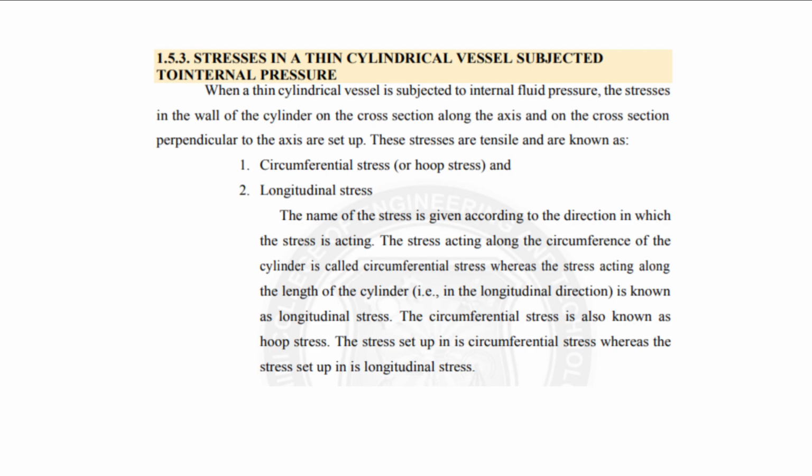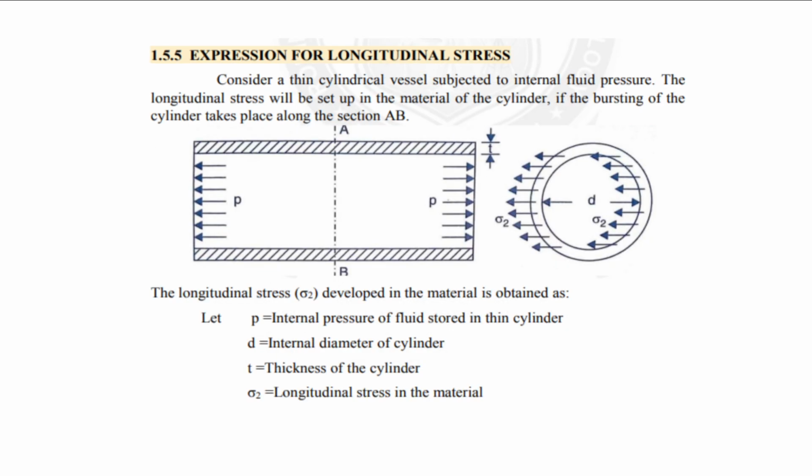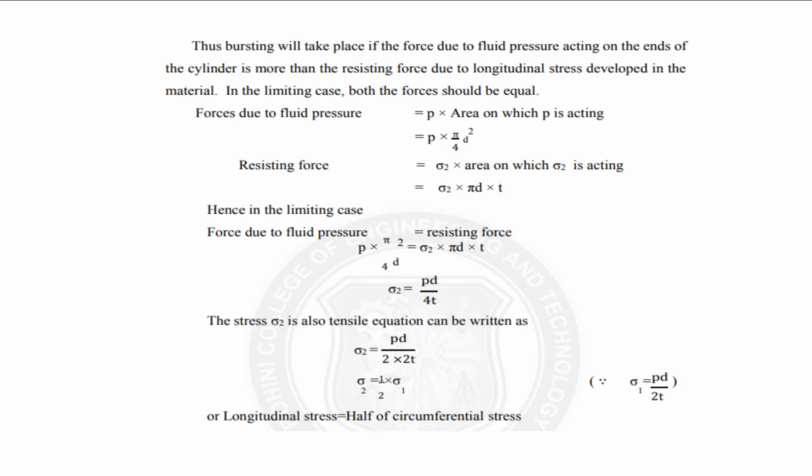And here is the expression for longitudinal stress. Consider a thin vessel subjected to internal fluid pressure. The longitudinal stress will be set up in the material of the cylinder if the bursting of the cylinder takes place along the section AB. This diagram shows the longitudinal stress developed in the material. Let P be the internal pressure, D the internal diameter, t the thickness, and sigma 2 the longitudinal stress in the material.